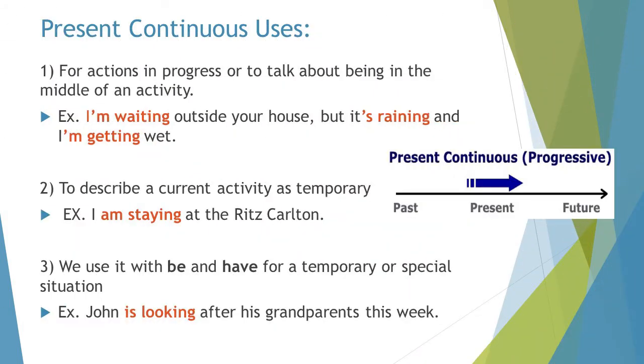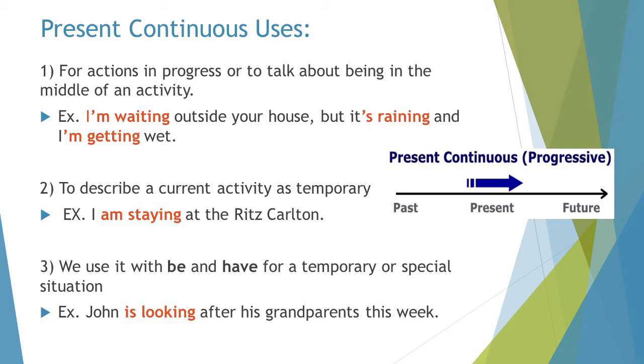Now we move to present continuous. We use this tense in 3 situations. First, when we are talking about actions in progress or about being in the middle of doing an activity. Like this example. I'm waiting outside your house, but it's raining and I'm getting wet.